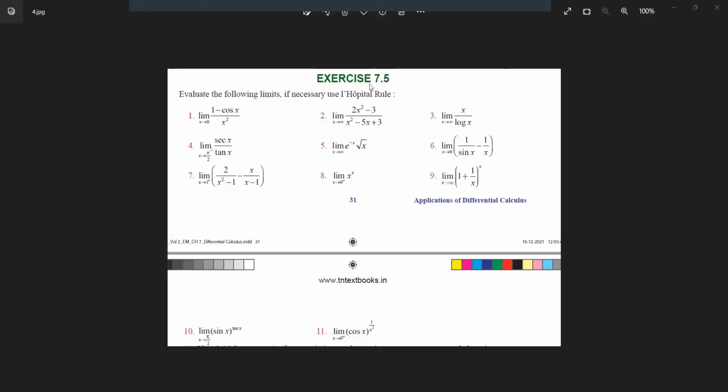So in exercise 7.5, I'll be looking most at question number 5, question number 7, and question number 10. This will give us a good idea of the different variety of problems that come under L'Hopital.